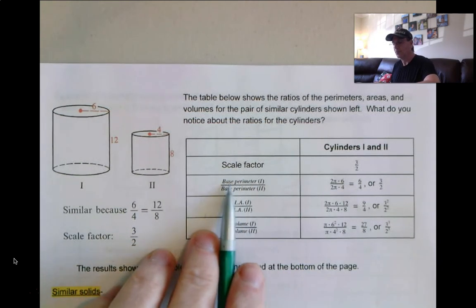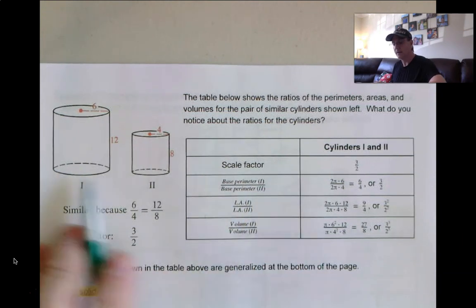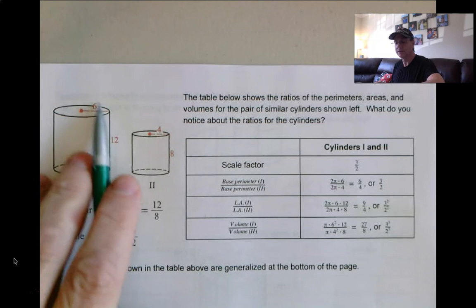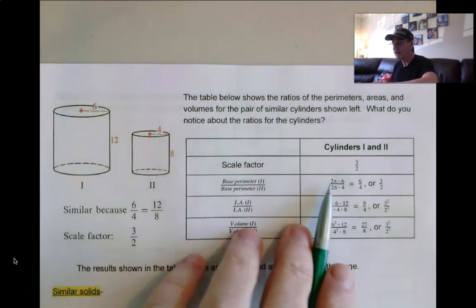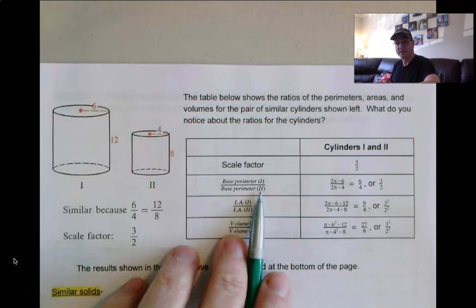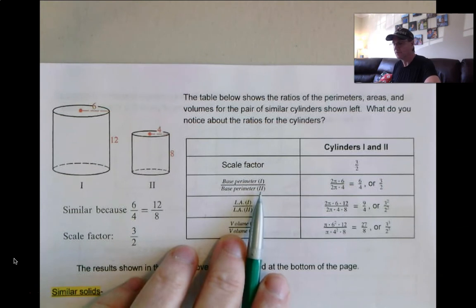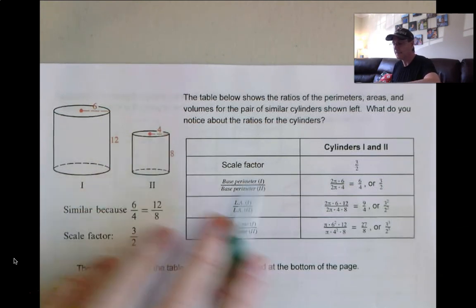Okay. The base perimeter of cylinder 1, the perimeter or circumference here is 12 pi, 2 pi times 6. The perimeter or circumference of base 2 is going to be 8 pi.